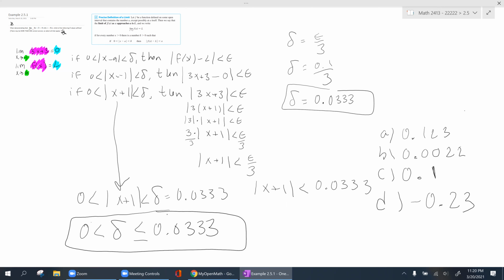This here is too big, so that's a no. This here is smaller, so that's a yes. This here is too big, so that's a no. And this here is negative, that's definitely a no. So that means the answer you would have chosen would have been B.